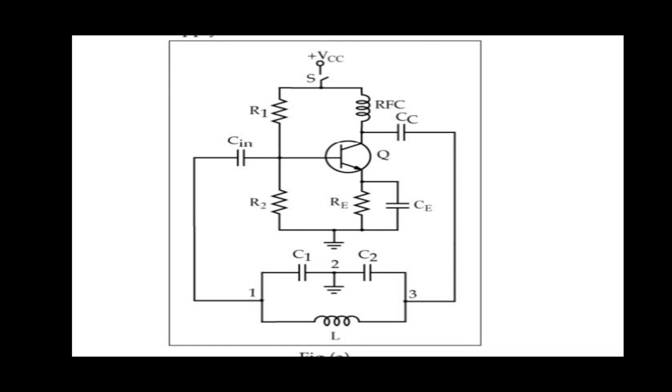By selecting proper values, we can make the transistor active. The Q point is in the center of the load line, DC load line or AC load line. So RE is an emitter resistor whose job is to provide thermal stability to the circuit.